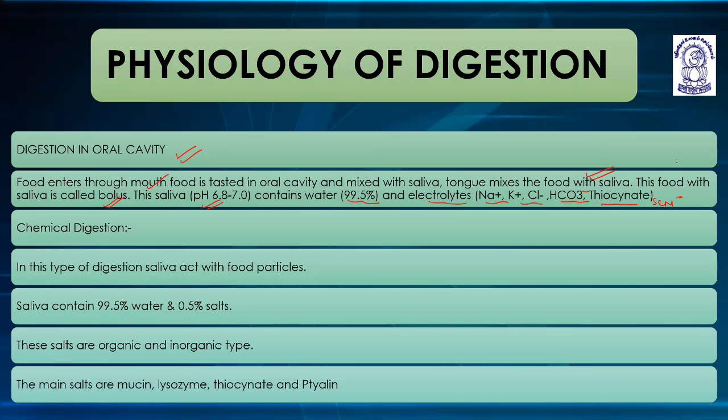So the food with saliva is known as what? Bolus. And the salivary pH is 6.8 to 7, meaning mildly acidic. It contains water 99.5% and electrolytes Na plus, K plus, HCO3 minus. HCO3 minus acts as a buffering agent.